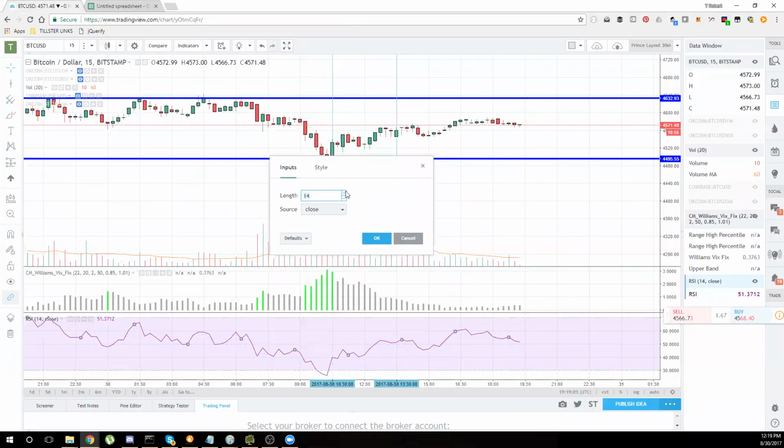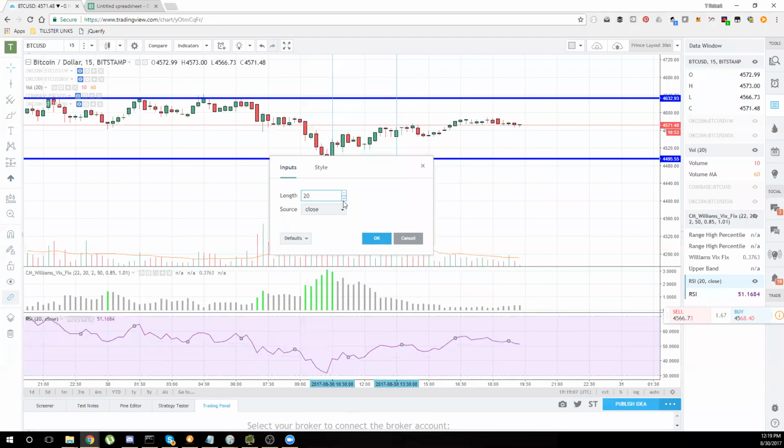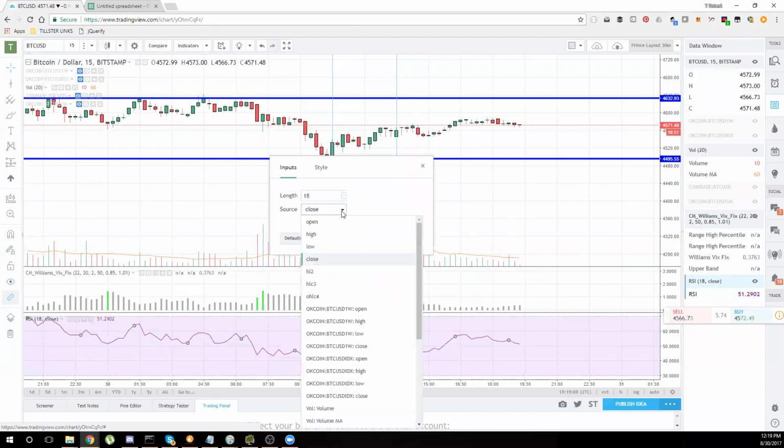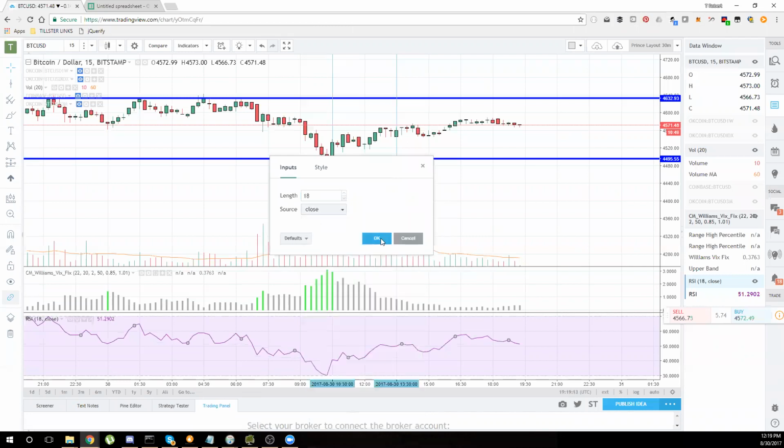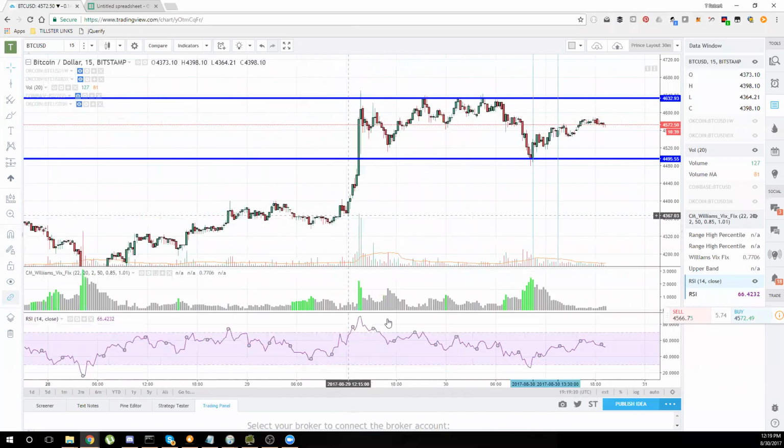Okay, so we can change the number of bars that we want to look back, and we can even use a different source instead of the close. We can use the open or the high or whatever. I like the close. So 14 is usually a good place to start, right? So let's take a look at what we can learn from this.